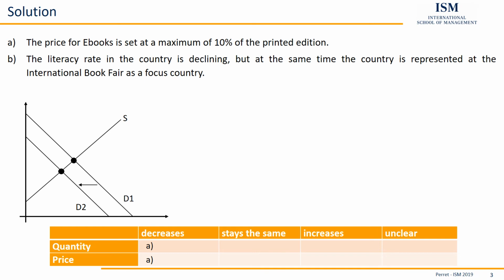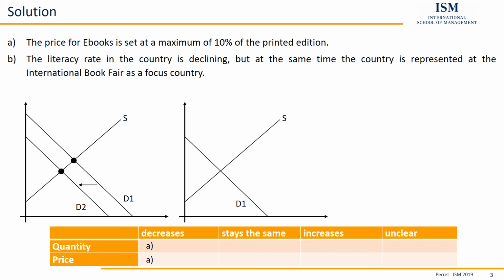So we have two changes of demand for the paperbacks, a positive one and a negative one. The literacy rate is a negative demand shock. The book fair is a positive demand shock. If we go here with a normal market diagram, we could argue that we start here. Then we have a rightward shift, that's the International Book Fair. Then we have a leftward shift, that's the decrease in the literacy rate. In the end, in this example, we end up in this equilibrium.